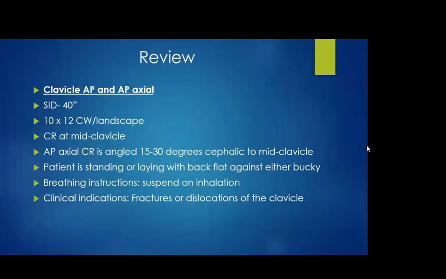The patient is going to be standing or laying down with their back flat against the bucky, either table bucky or wall bucky. Breathing is on inhalation. Hold their breath on inspiration. Clinical indications: fractures or dislocations of the clavicle.